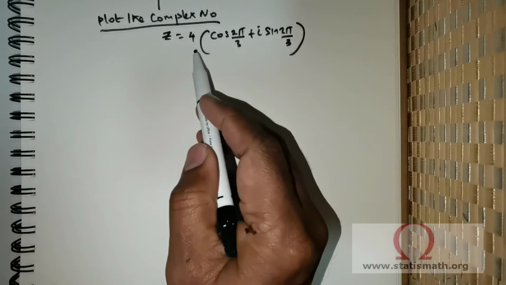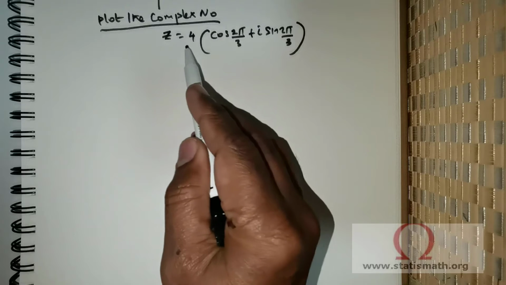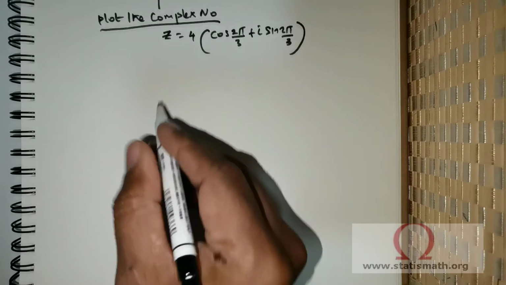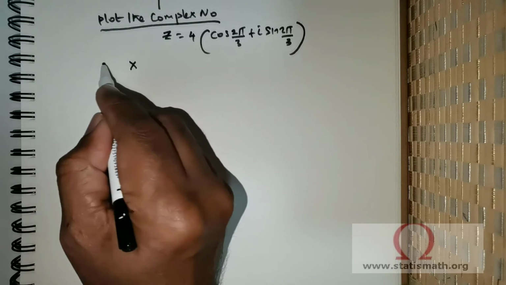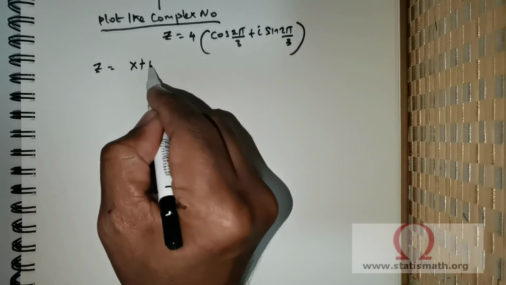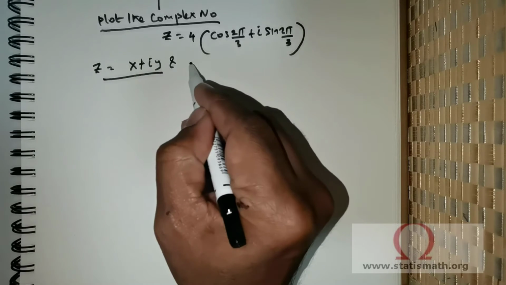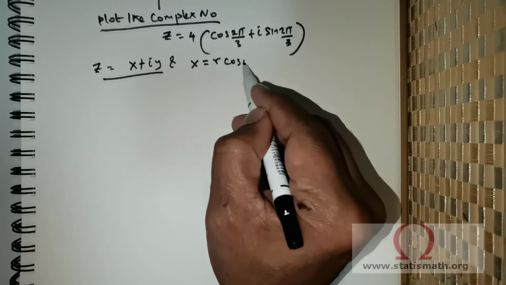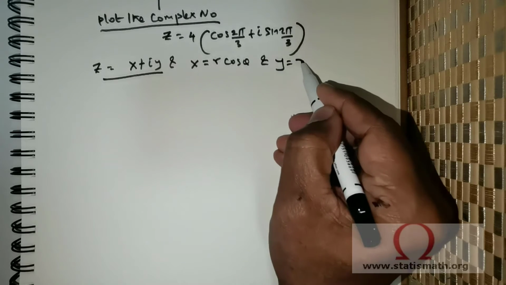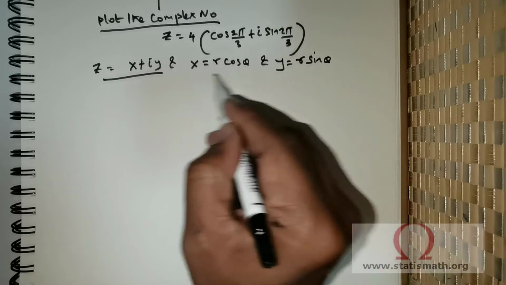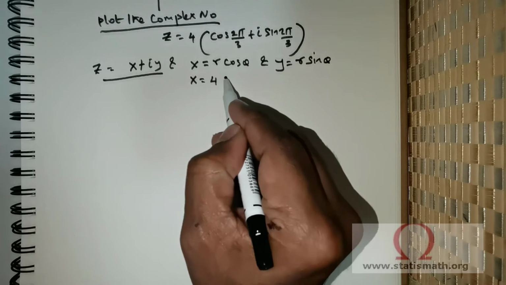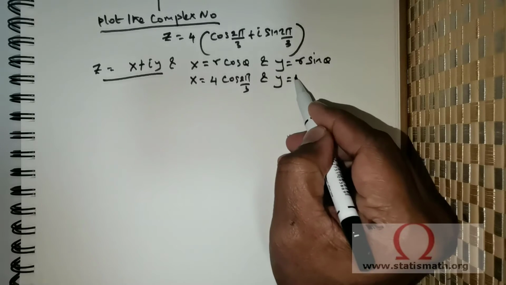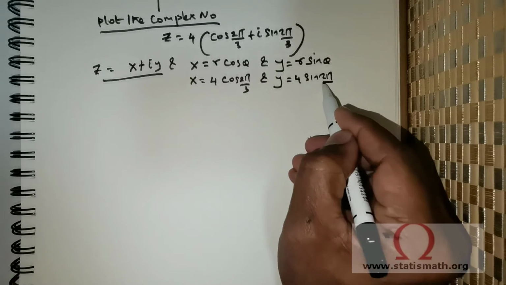Students, we are expected to plot this complex number z equal to 4 times cos of 2 pi over 3 plus i times sine of 2 pi over 3. Now foremost, I would consider the complex number to be of the form x plus iy, and then I would equate x equal to r times cos theta and y equal to r times sine theta. Clearly from here I get x equal to 4 times cos 2 pi over 3 and y equal to 4 times sine 2 pi over 3.